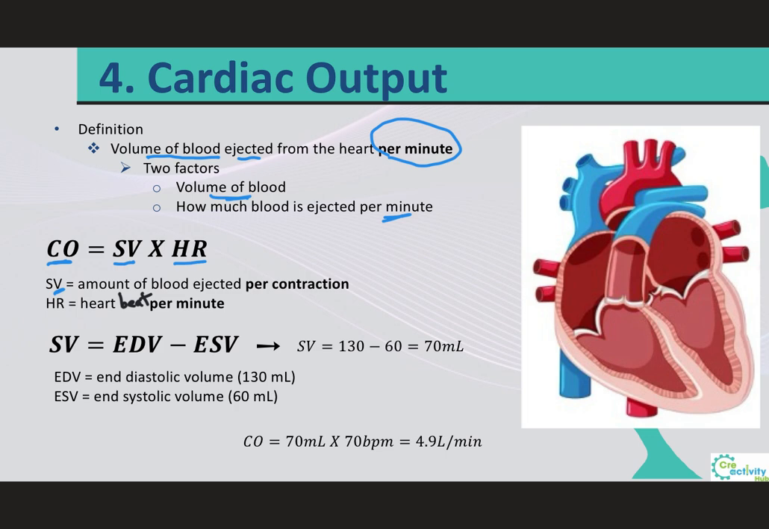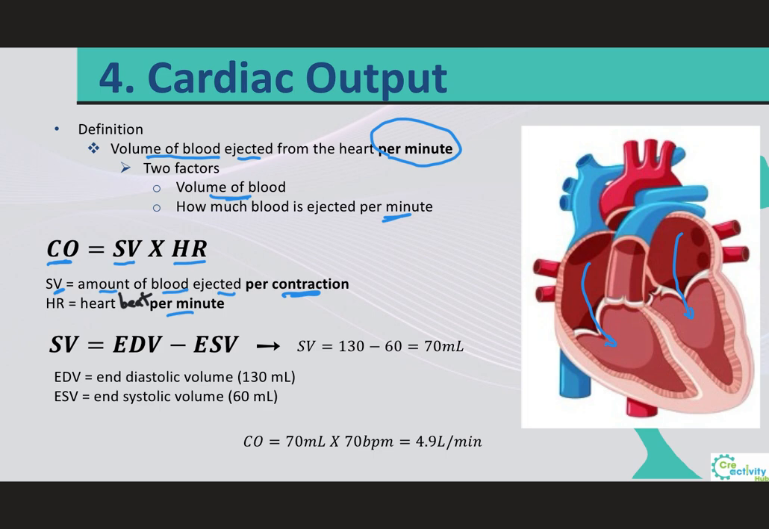Stroke volume is the amount of blood that's ejected per contraction. In other words, every time the heart contracts. And the heart rate is how many times your heart beats per minute. Now remember that the heart contracts and relaxes and contracts and relaxes. And when it relaxes, this is when the heart will fill up with blood, right? So you have the passive filling up of the ventricles with the blood that's coming in through the atria. And remember that relaxation is called diastole.